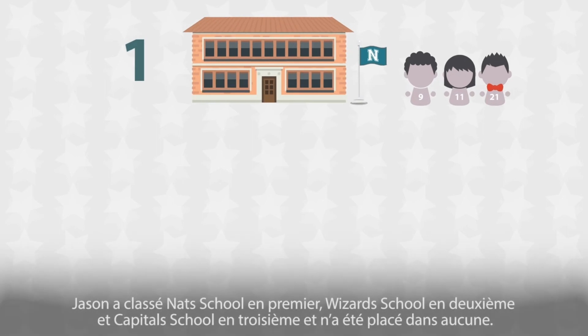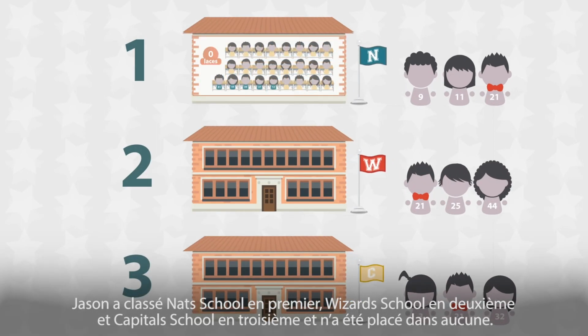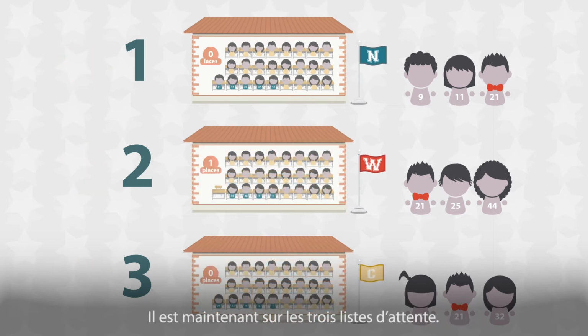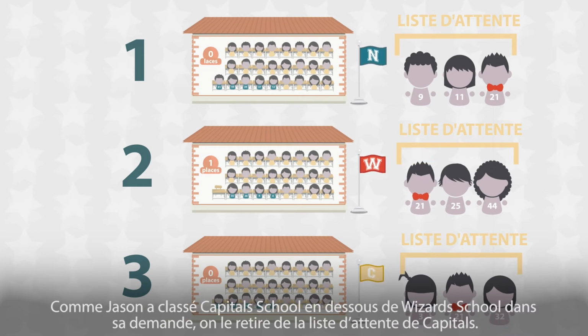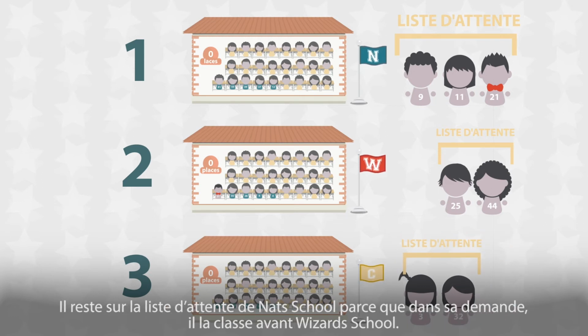Jason ranked Nat's school first, Wizard School second, and Capital School third, and was not matched with any of them. Jason is now on all 3 schools' wait lists. Wizard School has a space available and Jason is first on the wait list, so they offer him the space and he enrolls. Because Jason ranked Capital School below Wizard School on his application, he is removed from Capital's wait list. He remains on Nat School's wait list because he ranked it higher on his application than Wizard School.